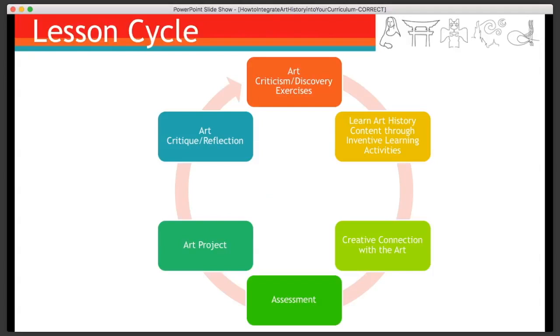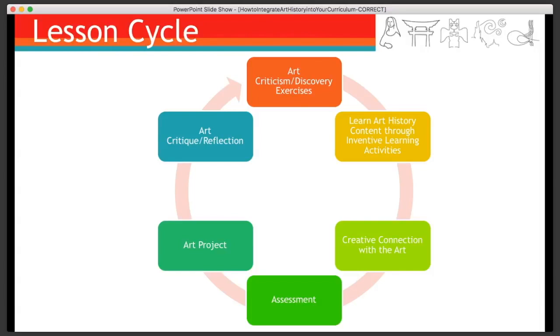I try to fit that in as much as I can. Then I test them over the material. And then they do an art project that is related, but not 100%. It's not like they're making copies, but they're using some of the key ideas and making their own, with as much choice built in as possible. I try to not just make duplicates, but most of my expertise is in this right side, and so most of my resources are focused on that. And then art critique and reflection of their own art making. So that's the lesson cycle that I use in my own classroom.